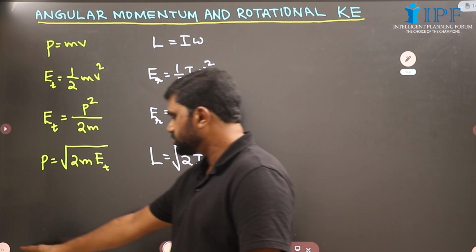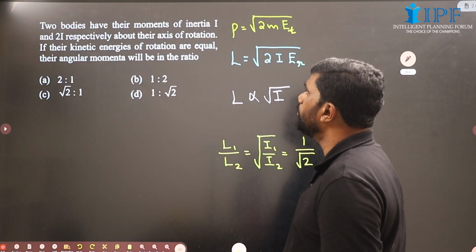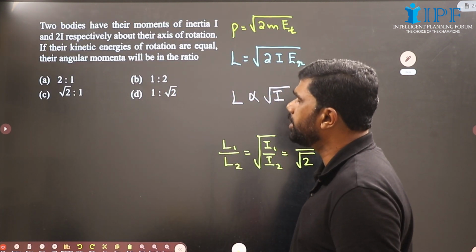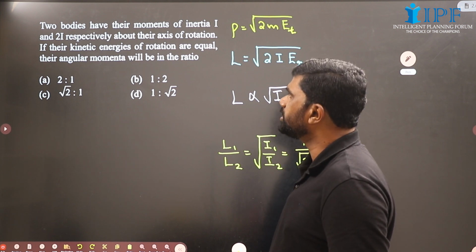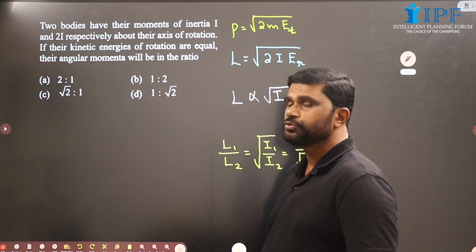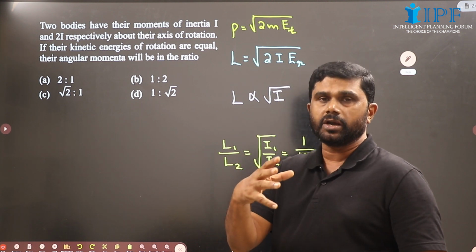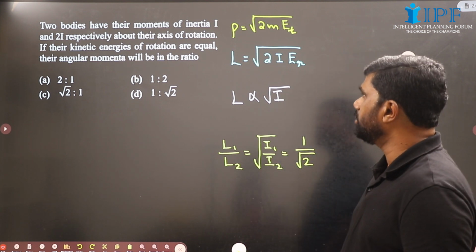Okay, now let us try an example based on this. Two bodies have their moments of inertia capital I and 2I about their axis of rotation. See, this is also a previous question. If their kinetic energies of rotation are equal, we have to find the ratio of their angular momenta.